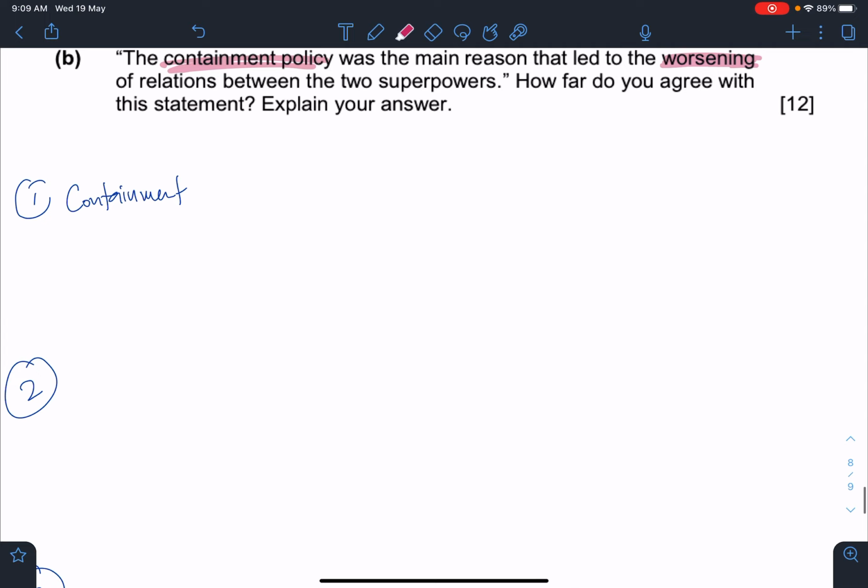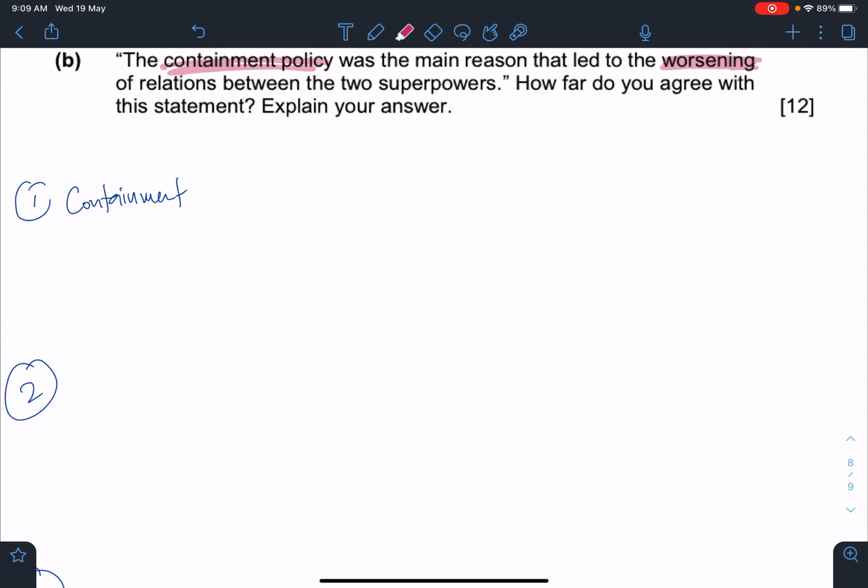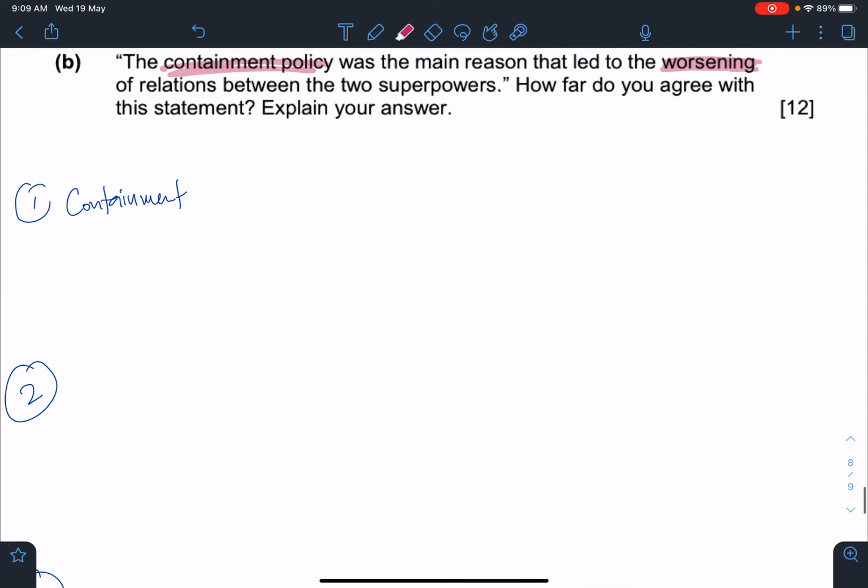So if you look at it, you have to think about worsening as this. If I am fighting with you and I'm just slapping you and you are just slapping me, then that is just a continuation of the fight. The worsening is when I slap you and then you pull out a gun and you start to shoot me. So that is worsening. That's when the conflict becomes worse.